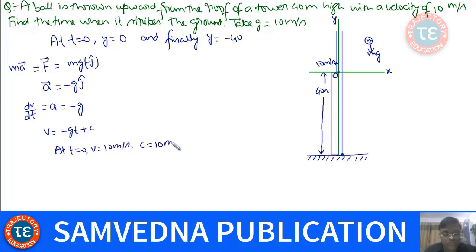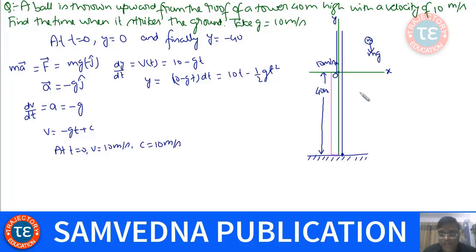that will give you c equals to 10 meter per second. So velocity as a function of time is 10 minus gt, and this is dy by dt. So you integrate this for y, that will be the integral of 10 minus gt dt, and that is giving you 10t minus half gt square, right? See, I am doing all these things to make it very clear.